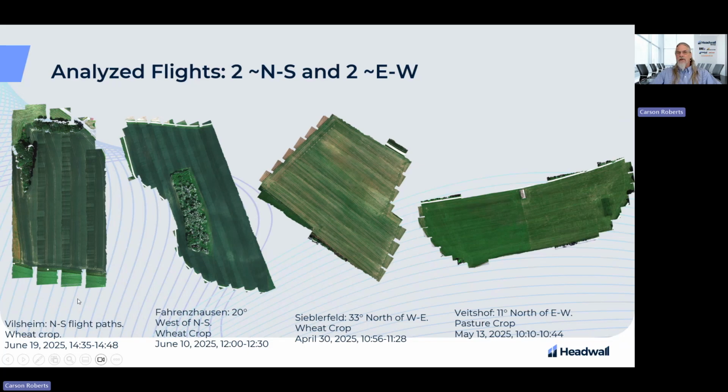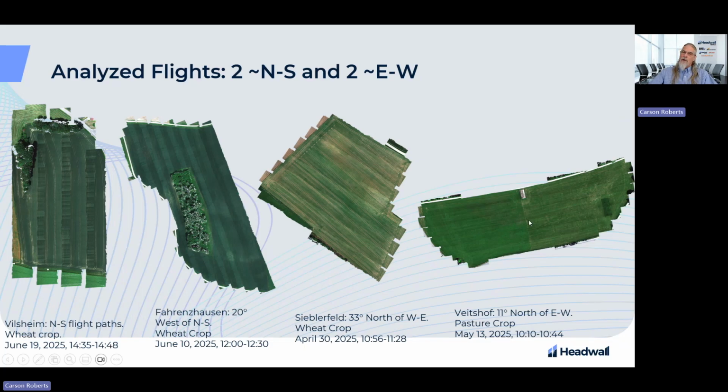I made some preliminary conclusions that it might well be due to this bidirectional reflectance distribution function, which I'll talk a little bit more about in a minute, and asked them if they had any other data, and they sent me 3 other data sets. One at Farnshausen, which is mostly north-south, one at Sieblerfeld, which is somewhat east-west, it's closer to 45 degrees, and one at Weizhoff, which is pretty much east-west.